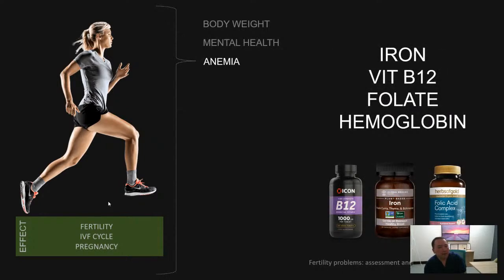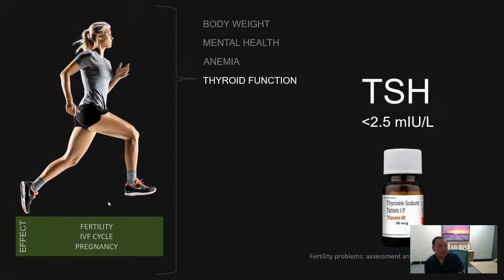Anemia can usually be caused by iron deficiency, deficiency of vitamin B12 and folic acid. And we measure hemoglobin and all the other indices, and we have to replenish the deficiency of these micronutrients before we start fertility treatment, because anemia itself can be detrimental in terms of the impact on fertility treatment and pregnancy outcomes.